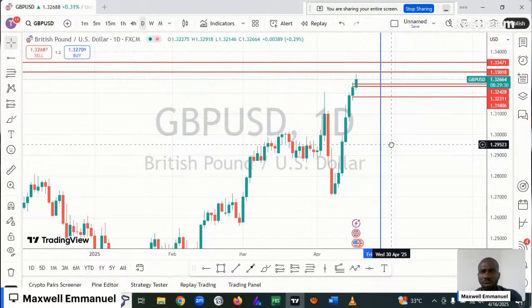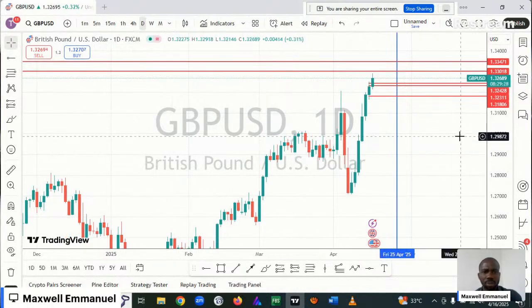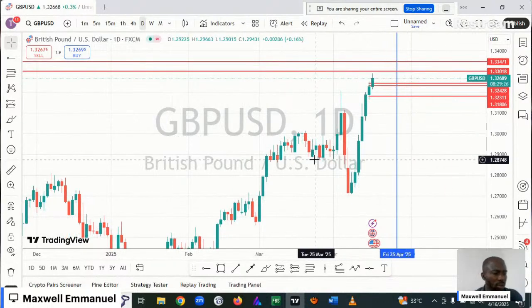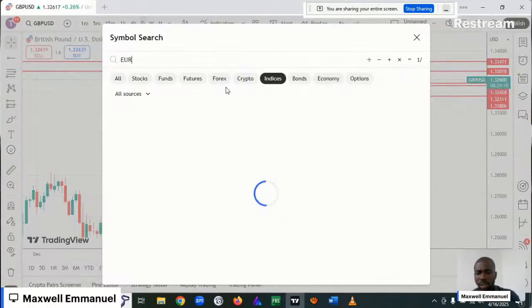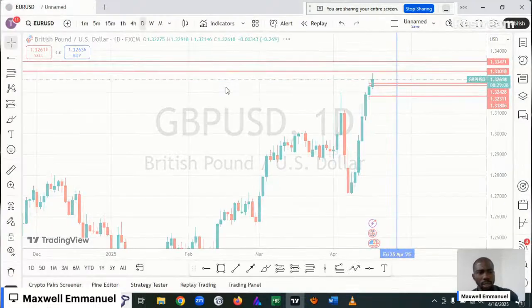So that's my take on GBP USD. Still very bullish on GBP USD this week, but I want to see price pull back to a fair value gap before going bullish. I hope that's okay. Let's see other pairs. Euro USD. If there's any pair you want us to look at, let me know.